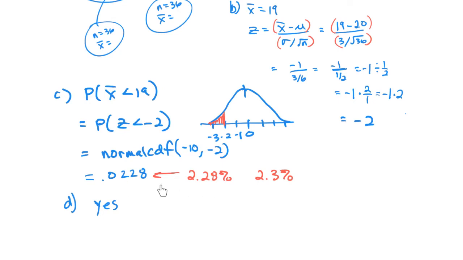This is the right answer. Most people would say, yeah, there's only a 2.3% chance of that happening. It's kind of unusual, so we could say yes. And why? To explain, you could just say, well, only 2.3% of all such samples have means less than 19. So it's kind of unusual, right? Only 2.3% of them have that. I just wanted to see that one before we did one that was a little bit more involved. So that was problem number 6.